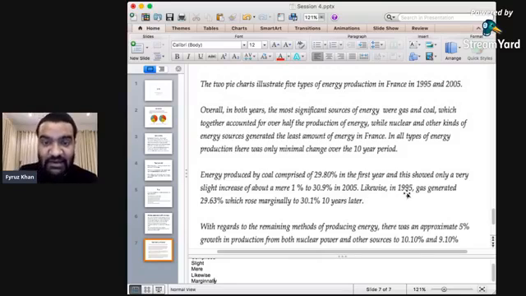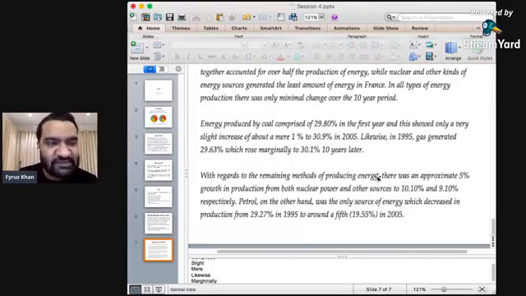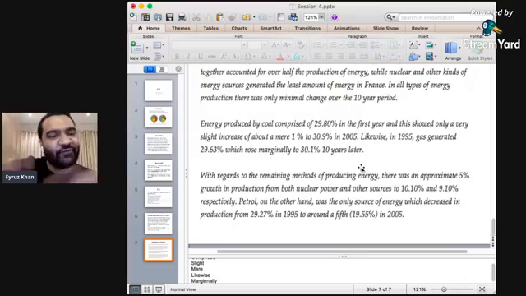Likewise, in 1905, this is also a complex sentence where you have two compound sentences and one dependent clause. So this is an example. This is the kind of standard you must follow. Okay, let's go down. With regards to the remaining methods of producing energy, so now you just have 2-3 sections. So this is nice. With regards to the remaining methods, you can use this term, a formula.